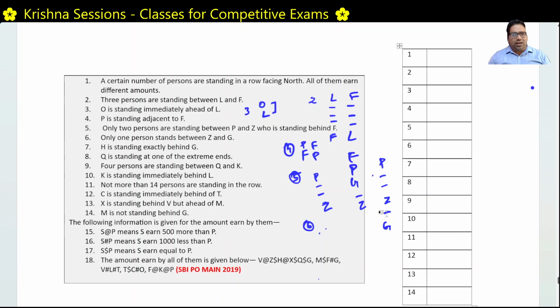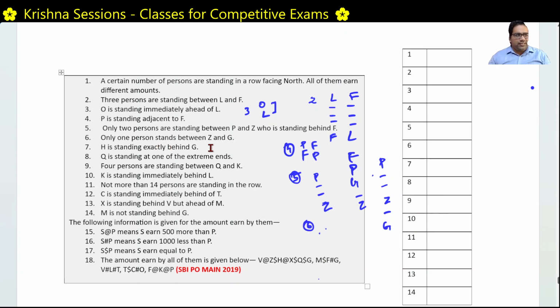And F has to take minimum 9. 1, 2, 3, 4, 5. Here also 1, 2, 3, 4, 5. F has to take minimum 10th position, if it is this. Below F, there should be 4 persons. In this case, if F is taking this, there should be 4 persons, and here also minimum 4 persons. F has to take minimum 10th position. Now let's hold this structure.